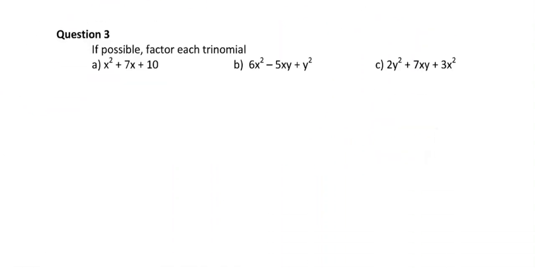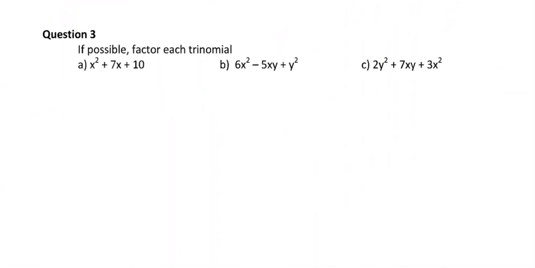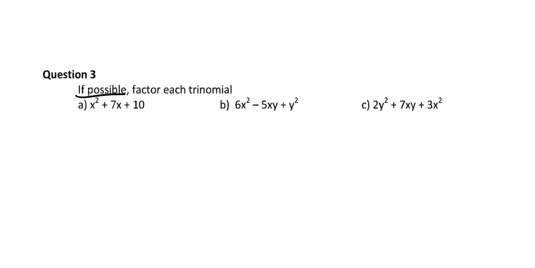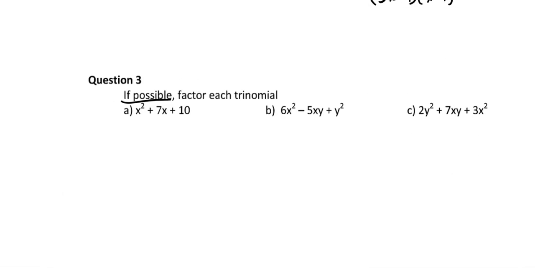All right. Now, if possible, key word here, if possible, factor each trinomial. So one of them's not possible. At least one of them's not possible. First one here, let's do it. We can do this one the nice and easy way. We don't have to do the whole song and dance like the last one because the number out front there is just a 1. So we can just get away with throwing down our brackets.